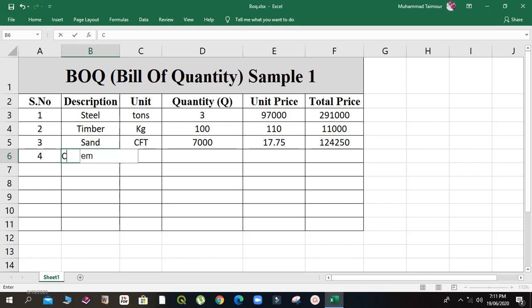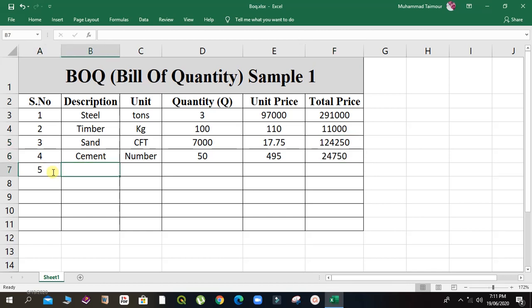Fourth number, cement. Cement is always available in the form of bags, so its unit is number. Let's suppose that for my project work I ordered 50 bags. The price of one bag is 495. So I will scroll down for cement as well, and it will give the value of 24,750.